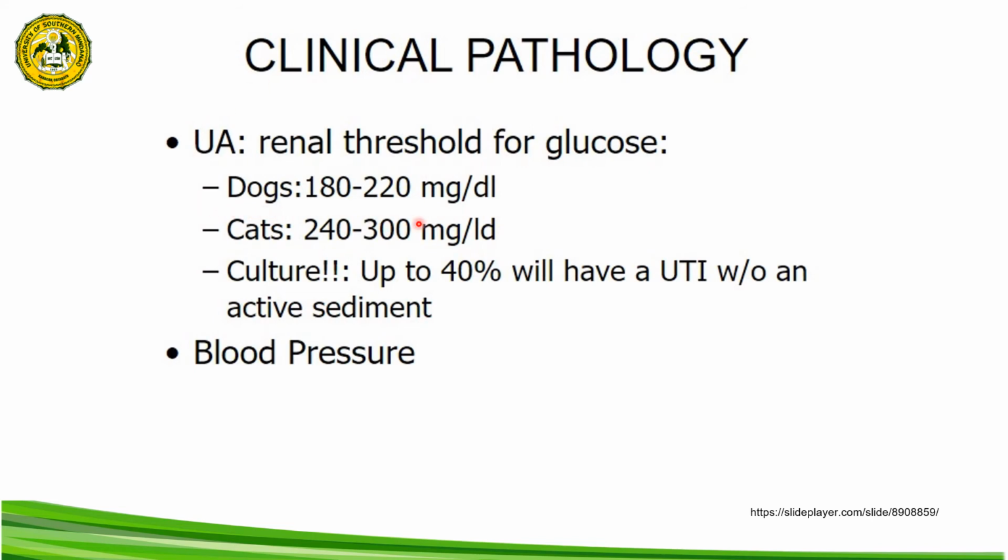So for dogs, the renal threshold for glucose is about 180 to 220 milligram per deciliter. For cats, that is 240 to 300 milligram per deciliter. Upon culture of the urine, it can show up to 40% will have a urinary tract infection without an active sediment.